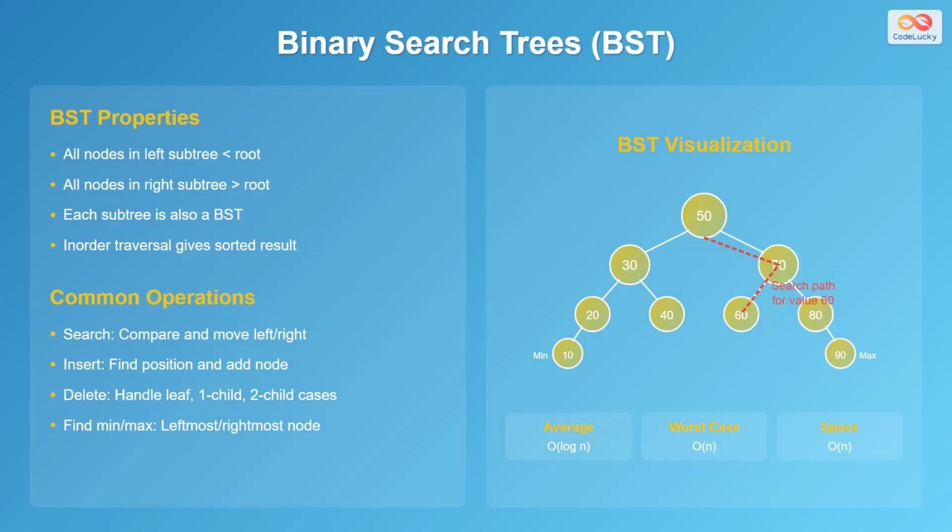Here is the time complexity of different BST operations. The average time complexity for search, insert, and delete operations is O(log n). However, the worst-case time complexity for these operations is O(n). The space complexity for a BST is O(n).